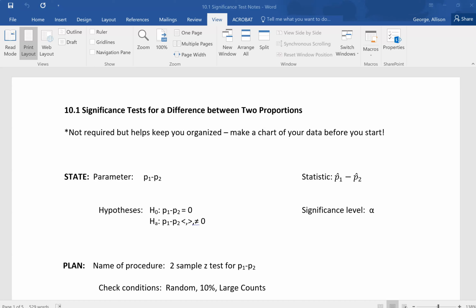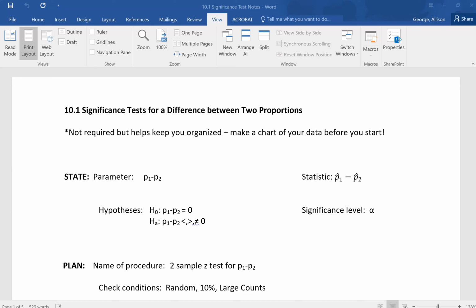Alright, hey everybody. So we're jumping into the second part of section 10.2. We talked about confidence intervals with two proportions the last time. Now we're going to talk about significance tests. Let me start off by saying, just like significance tests with one proportion, this looks a lot more complicated than it did for confidence intervals.